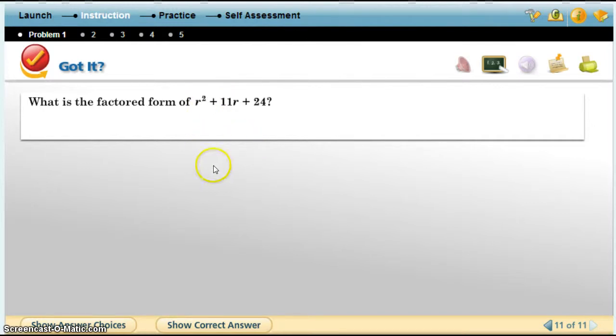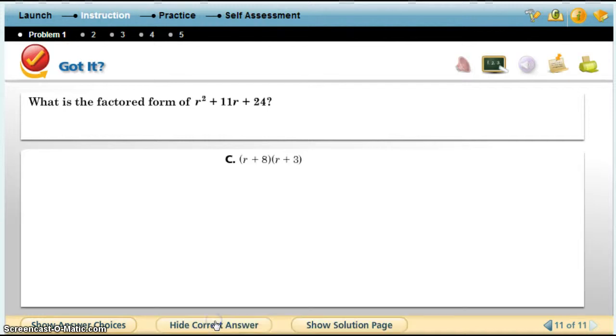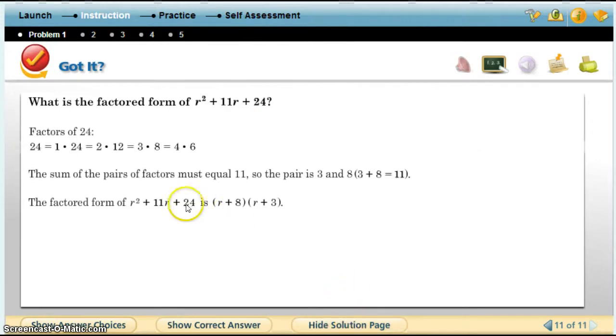If you need more time, pause the video, but your correct answer for this is r plus 8 and r plus 3. This means that 8 times 3 is 24, which it is, and 8 plus 3 is 11. Now, to look at the solutions to this, or the way that they came up with this, they listed all the factors of 24 just out to the side like this.